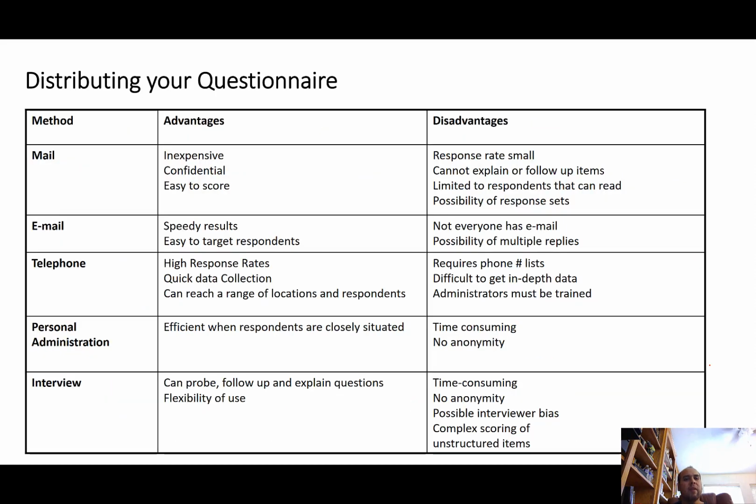Okay. And distribute your questionnaire, again, through mail, email, telephone, personal administration personally, or through interview. So all of these are avenues, and these are all advantages and disadvantages of distributing it through these means. Okay.